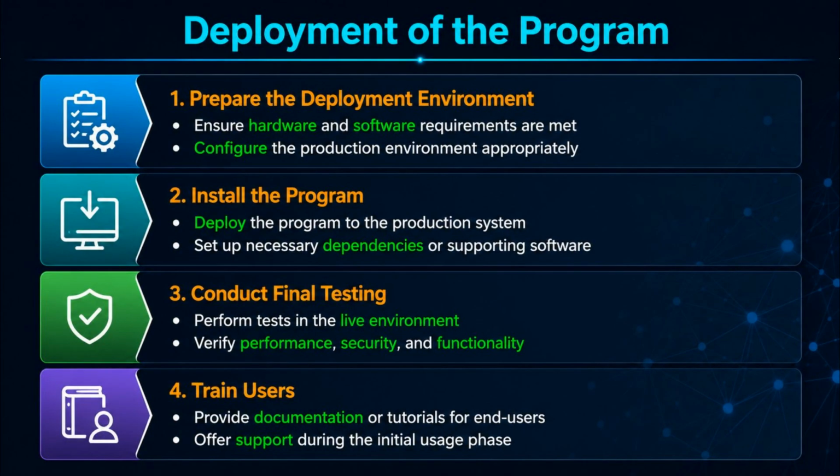Deploying the program is step 6. Prepare the deployment environment, making sure hardware and software requirements are met and the production environment is configured correctly. Install the program and set up any dependencies it needs. Conduct final testing in that live environment, verifying performance, security, and functionality. And train users, providing documentation and support during their first experience with it.